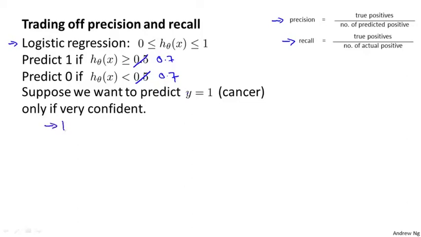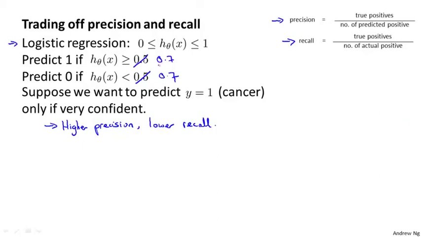And so you end up with a classifier that has higher precision, because all the patients that you're going to say, we think you have cancer, all of those patients are now ones that you're pretty confident actually have cancer. And so a higher fraction of the patients that you predict have cancer will actually turn out to have cancer, because we're making those predictions only if we're pretty confident. But in contrast, this classifier will have lower recall, because now we're going to predict y equals 1 on a smaller number of patients.